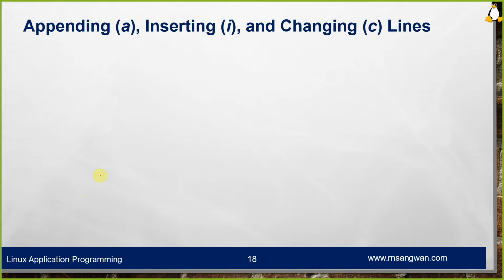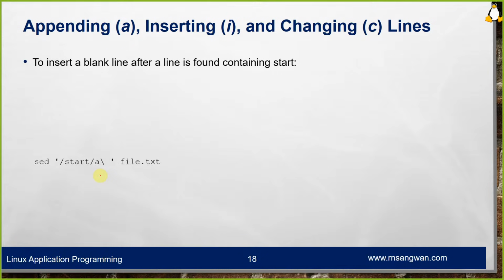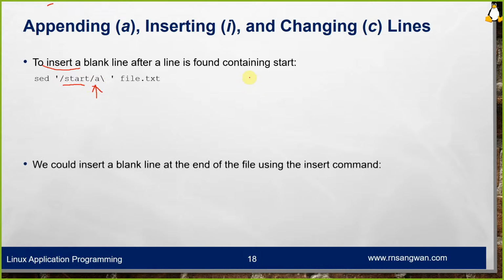Appending A, inserting I and changing C. These are single character commands, the A, I and C commands. To insert a blank line after a line containing start, you can use this. The line where we have the word start, and then we want to insert a blank line, so we can use A. So a blank line will be inserted immediately after the line that begins with start.